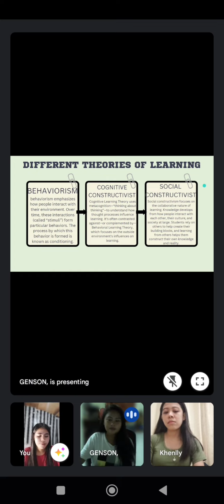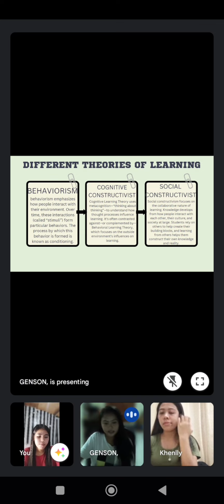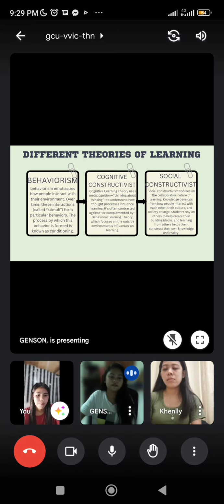constructivist. Behaviorism emphasizes how people interact with their environment over time. This interaction is called stimuli. A stimulus is a thing or event that evokes a specific functional reaction in an organ or tissue. For particular behaviors, the process by which this behavior is formed is known as conditioning. An example of behaviorism is a student who gets a prize after getting high grades, then a punishment if they fail.